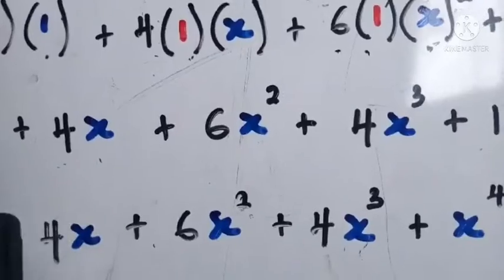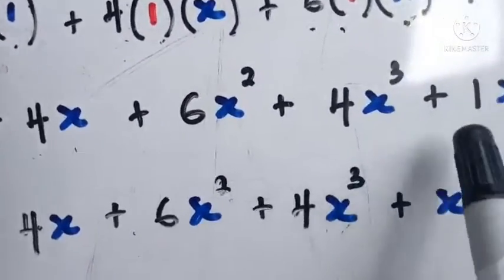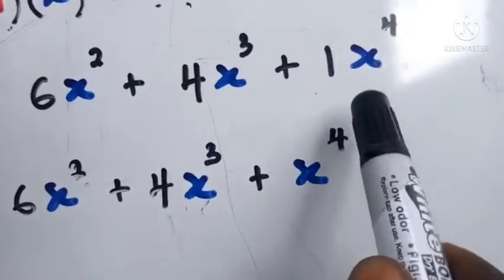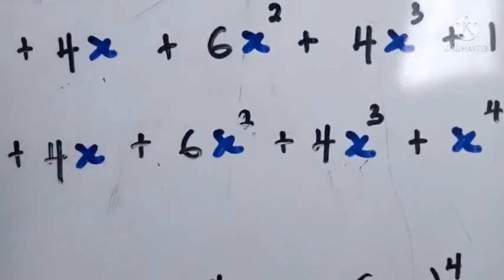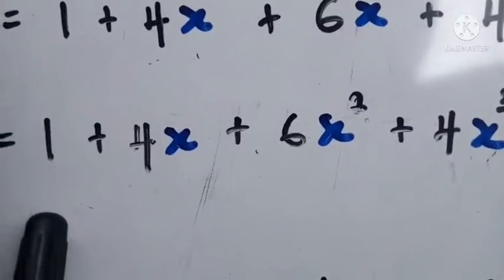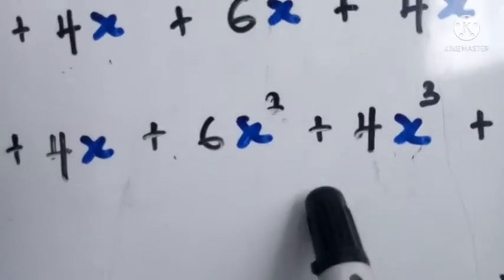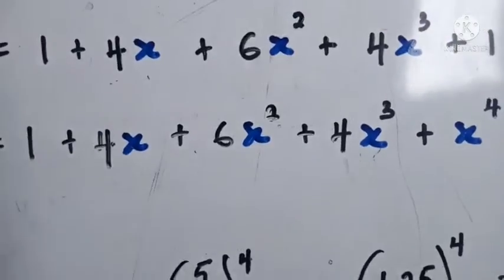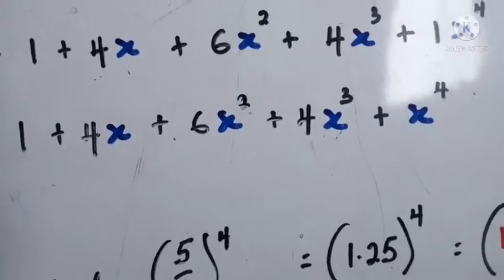If you simplify, we are not simplifying anything tedious or bad here. Just this one, 1 multiplied by x to the power 4 is just x exponent 4, right? So this is our binomial expansion: 1 plus 4x plus 6x squared plus 4x exponent 3 plus x exponent 4. Is that okay? So this is very simple. This is a very nice method in expansion.